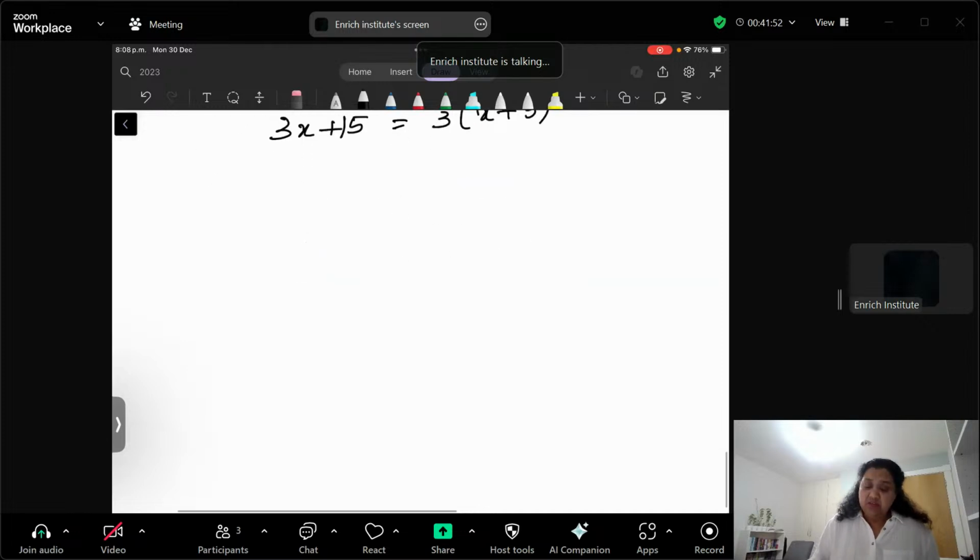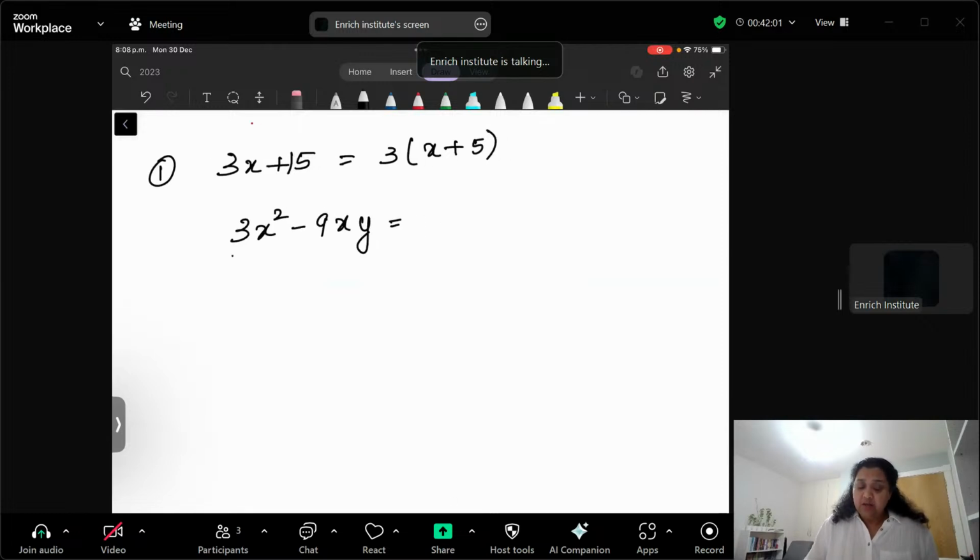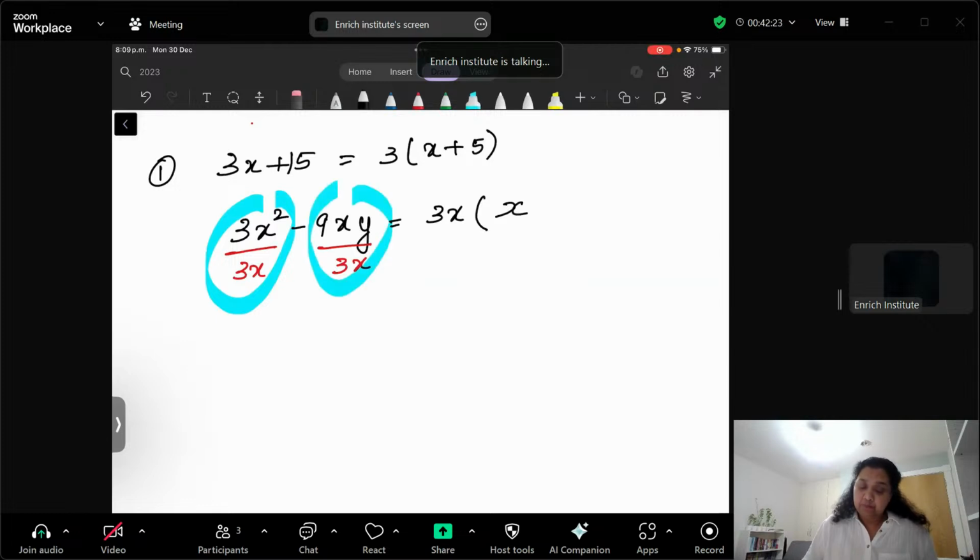The main thing, the first one, is finding the highest common factor. For example, if there is another question, 3x² − 9xy, what is common here? 3 is common, x is common. So I just take 3x outside. Taking it outside means I'm going to divide this by 3x, and I'm going to divide this also by 3x. So the first term will become x, and the second term will become −3y.